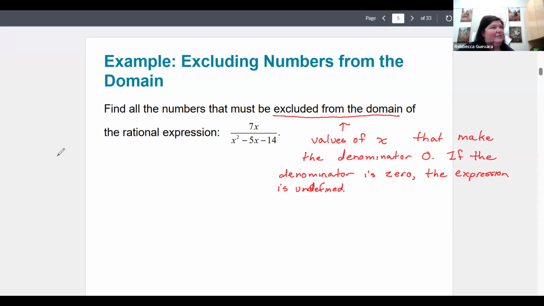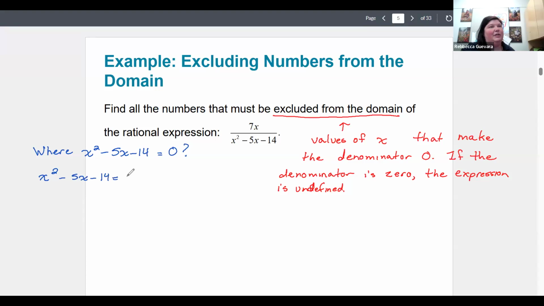So we did do factoring. What we want to know is where x squared minus 5x minus 14 equals 0. Because when it's 0 on the bottom, that whole expression will be undefined. It doesn't matter if it's 0 on the top; as long as it's 0 on the bottom, we're undefined. So we only care about the denominator.